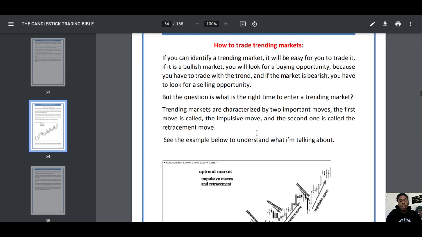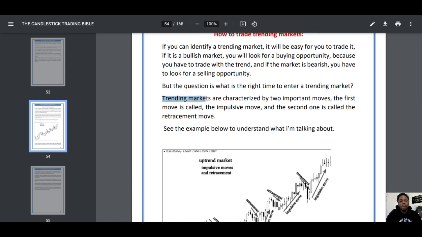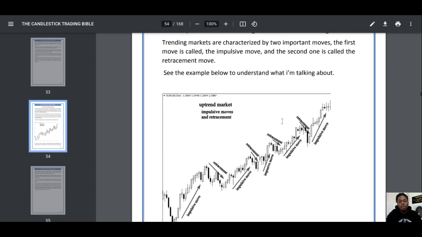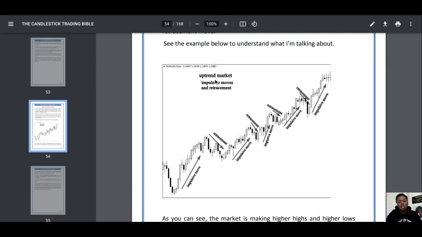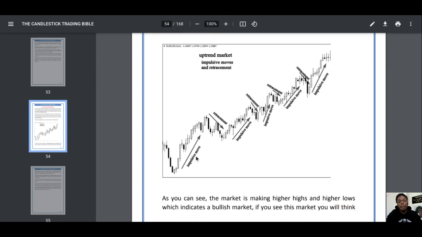I'm going to highlight it. Trending markets are characterized by two important moves. The first move is called the impulsive move, and the second one is called the retracement move. Okay, see the example below to understand what I'm talking about. Uptrend market, impulsive moves, and retracements. Right. So impulsive move, you got a big, nice move, impulsive, and you have a retracement. Impulsive, retracement. Impulsive, retracement. Right.